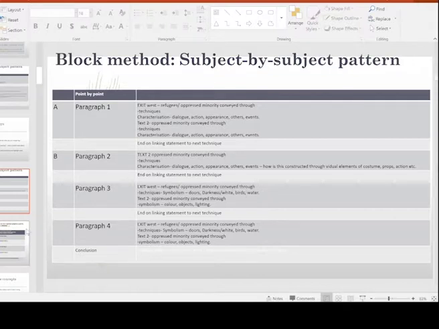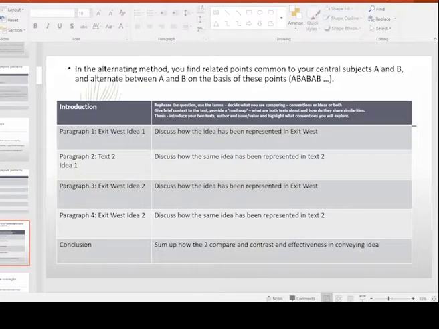The next one, what I find confusing about that technique, I don't like it myself, but I find that you feel like you're chopping and changing. So I like the technique where you talk about text 1, then you talk about text 2, but then you constantly, so say you talk about the idea and how it's been presented in Exit West, but then you would talk about the same idea and say how it's been presented in the next text. But you would link back to Exit West continuously.